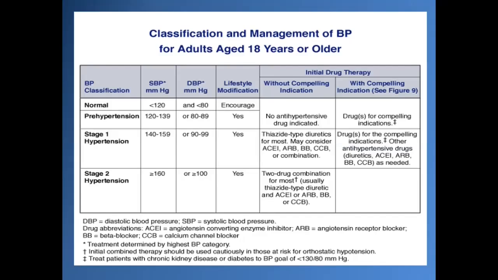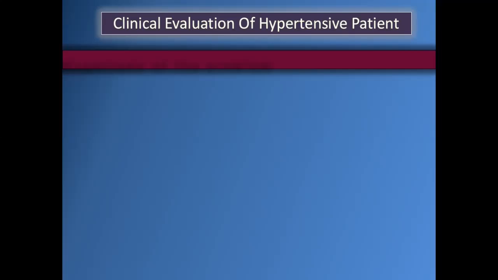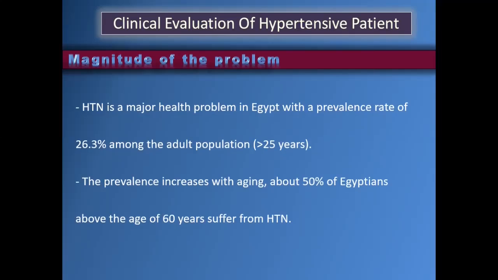Nowadays, this is a very simple classification, including normal blood pressure, 120/80 or maybe lower, pre-hypertension with 120 to 139/80 to 89, and then hypertension, which includes stage 1 and stage 2 of 160/100. What is the magnitude of the problem of hypertension, especially in our Egyptian population?